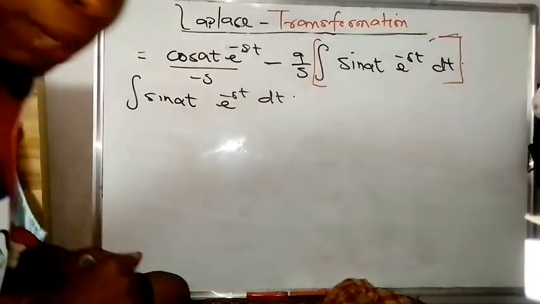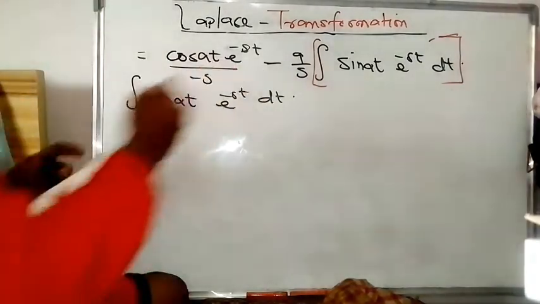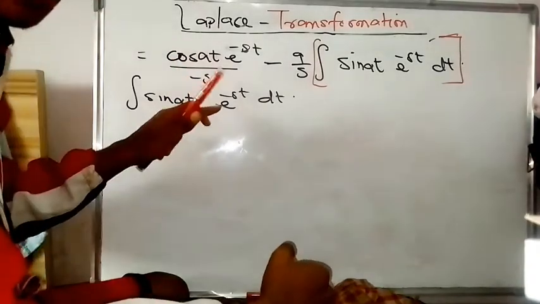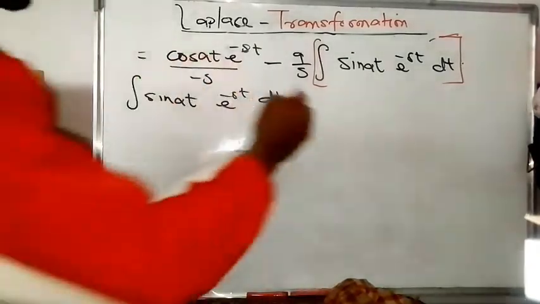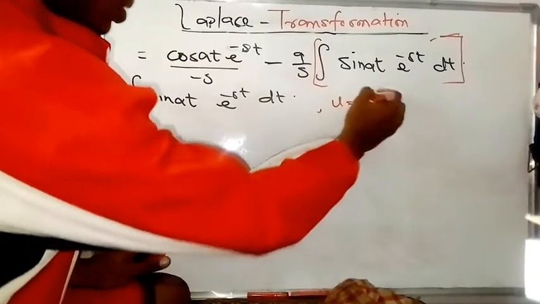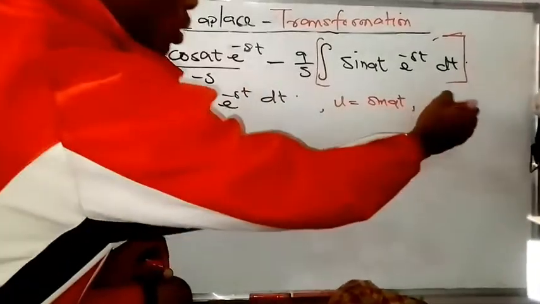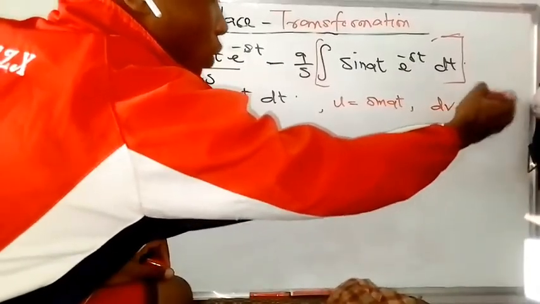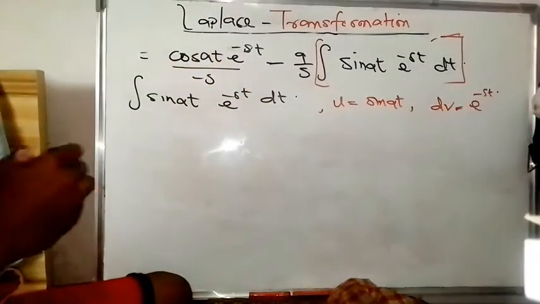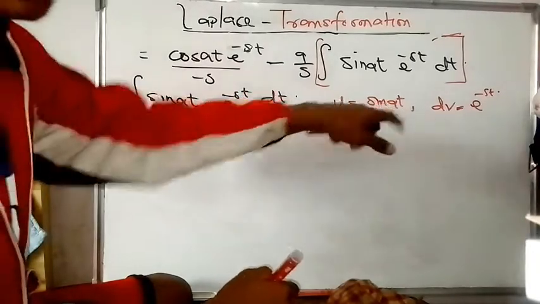Now I still need to reapply my integration by parts method. So now I said trigonometric comes before exponential. So my u is going to be sine at, and my dv is going to be exponential minus st. So now we're going to be differentiating my u and integrating my dv.